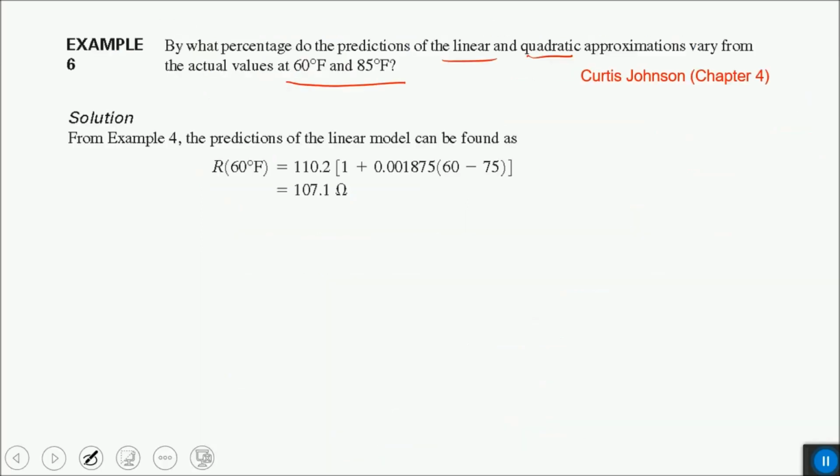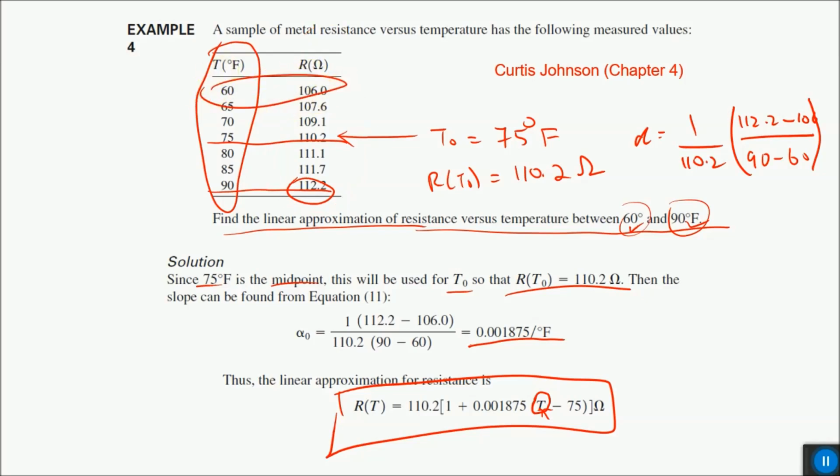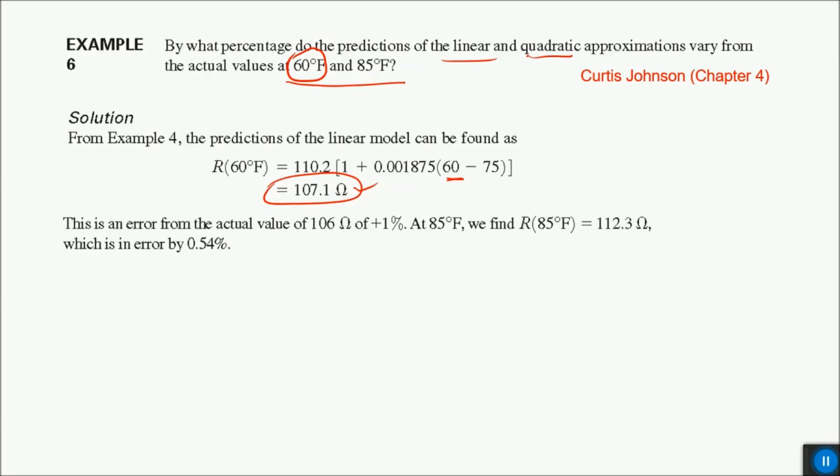So let's use it, and let's put the value of temperature 60 degrees and find the value of resistance, 107.1 at 60 degrees. But if we go back, at 60 degrees, the actual resistance was 106, as we can see here. But this formula gives us R60 as 107.1. So we can see here that there is some error.